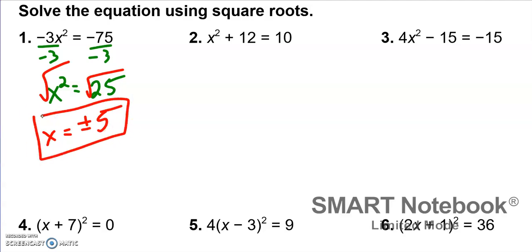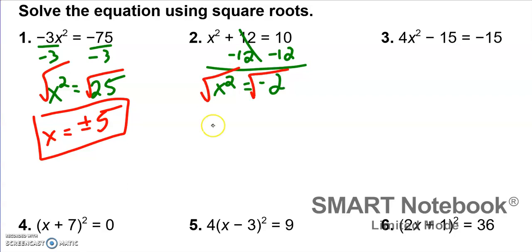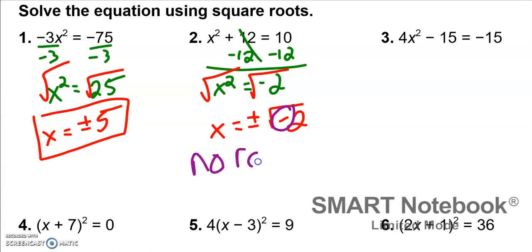For number 2, if I want to get the x squared by itself, I've got to subtract 12. We are going back to solving equations now. Now I have x squared is equal to -2. So I would get x is equal to plus or minus the square root of -2. But hold on a second, I have this negative here. I can't have a negative underneath a radical.